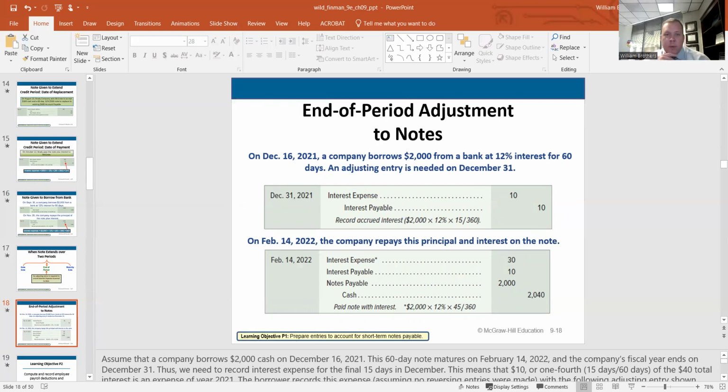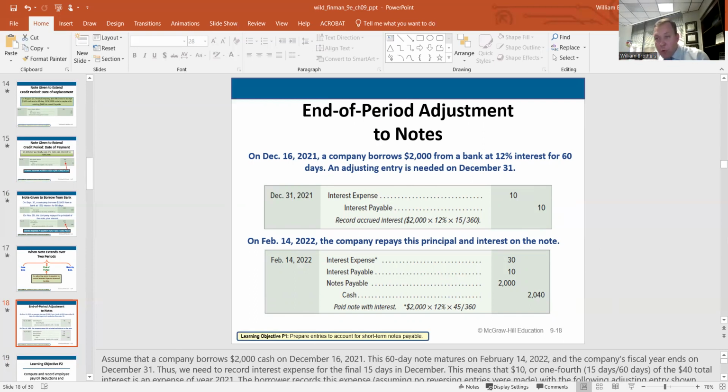They borrow on December 16th, the company borrows $2,000 from a bank at 12% interest for 60 days. Now, again, we're going to have to do an adjusting entry as of December 31st. And why we want to do that is because we want to recognize all of the expense, particularly on December 31st, within the calendar year. So at that point in time, this was a 60-day note. But if I took this out on December 16th, I need to find out how much interest I needed to pay as of December 31st, because that's the end of the year.